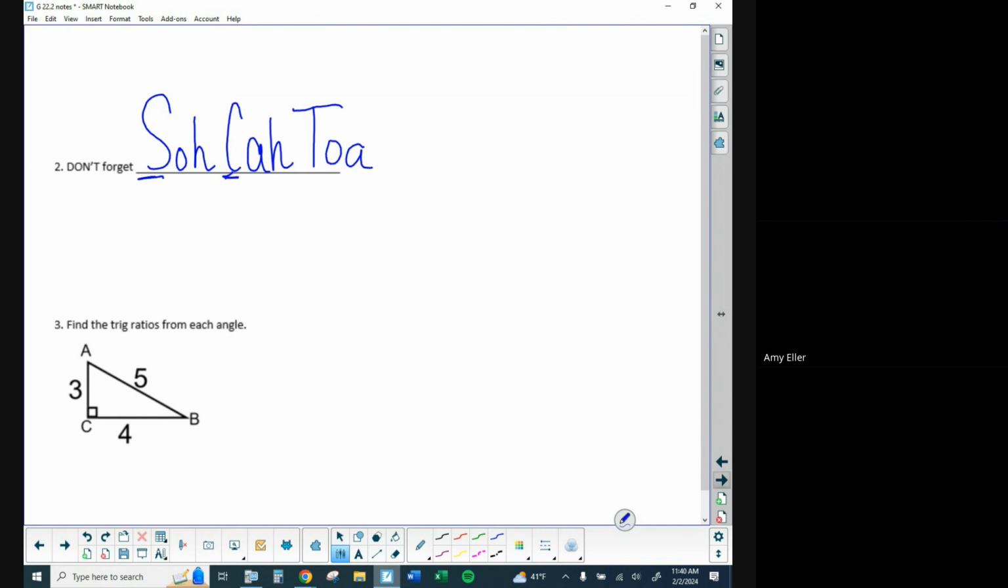Do you have an idea why I'm underlining those? For each trig function, right? Sine, cosine, tangent. Let's write down sine equals. What is sine? Sine is the ratio of two sides. Which sides? The opposite over the hypotenuse.